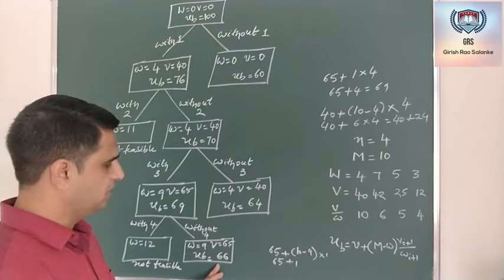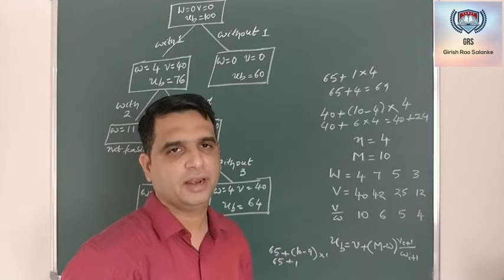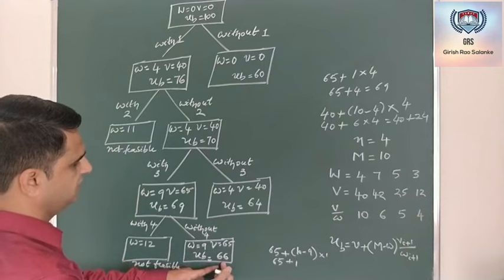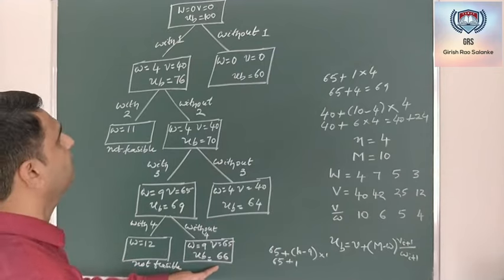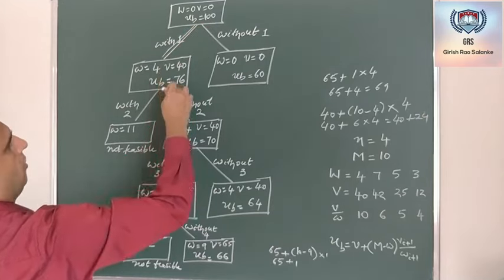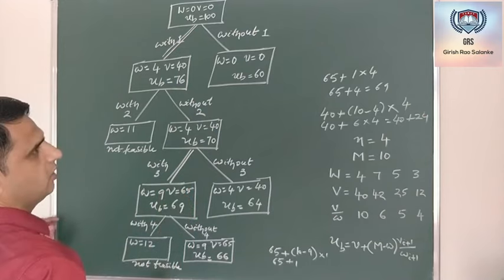Now, among the 66, 64 and 60, which has the higher upper bound? It is this node. After the fourth item, I don't have any other item, so it should stop here. To get this upper bound of 66, what are the objects that I have included? See here, this is the first object. The second object is not there. The third object is there. And the fourth object is not there.